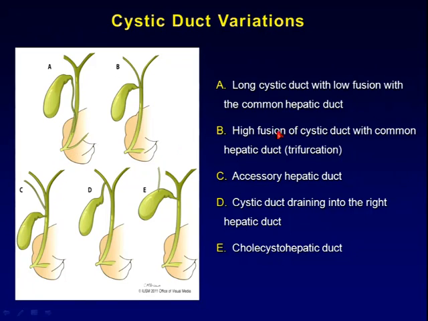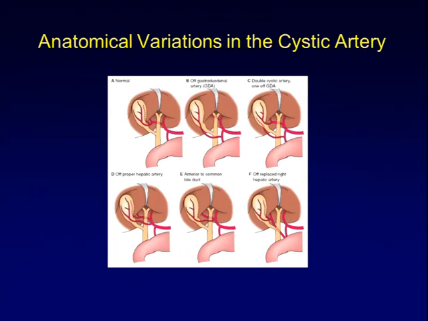You can also get a high fusion of the cystic duct with the common bile duct almost at the bifurcation. Again, we can have accessory hepatic ducts that come in near the insertion of the cystic duct. And slide D here, we see the cystic duct draining directly into the right hepatic duct here. And then we also have these cholecystohepatic ducts that drain directly from the right lobe of the liver into the gallbladder, which can be very important in bile duct injuries.